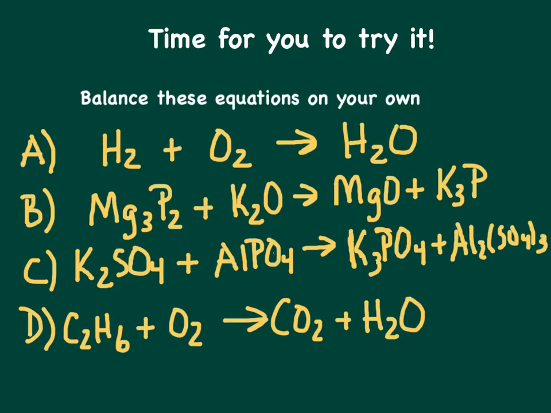Okay, now it's time for you to try it. I want you to write these out on your notes, and underneath each arrow I'd like you to write the elements or the ions and then say the number of each and balance them. Good luck. Go ahead and pause it now.